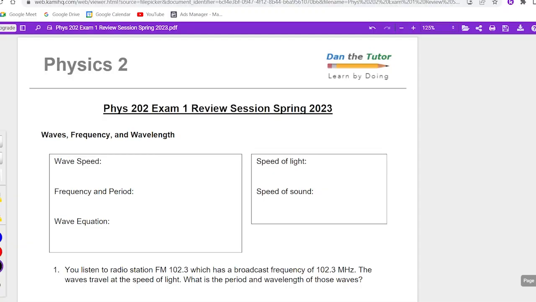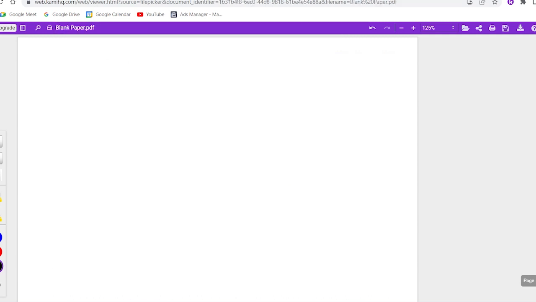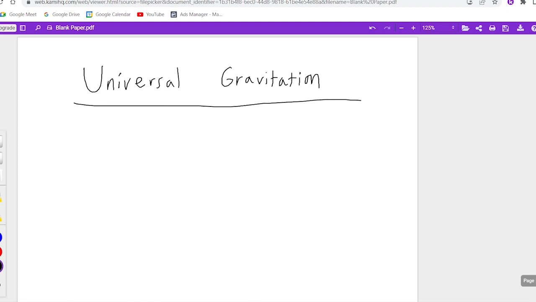So welcome everyone, this is the exam 1 review session for Physics 202. The first thing I want to do is give you the equation for universal gravitation, which is not in this exam review guide, but it's a really easy equation, so it's not a big deal. We're talking about universal gravitation when we're talking about things that are really big, like planets, or really far away from each other, like asteroids or planets orbiting each other.